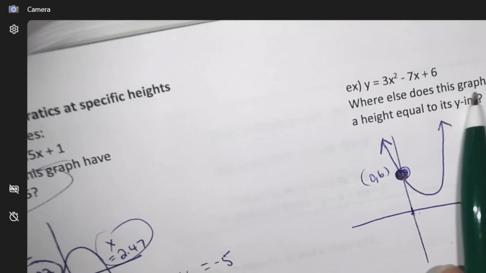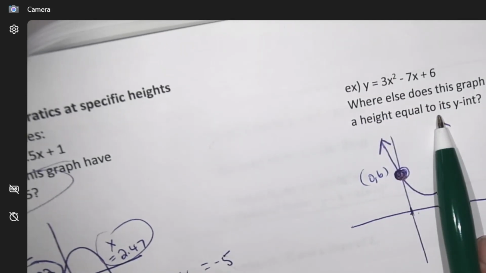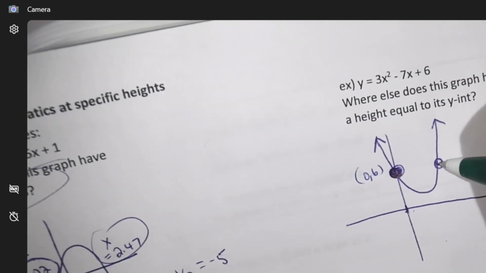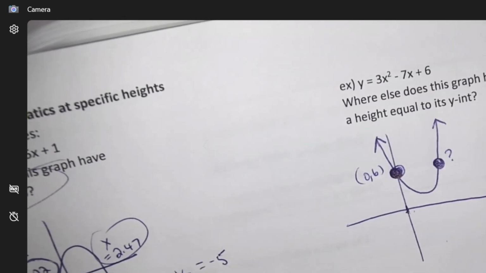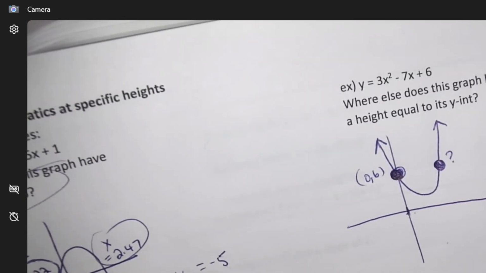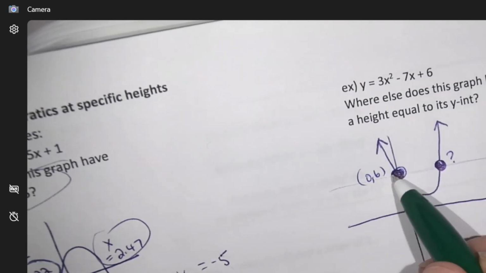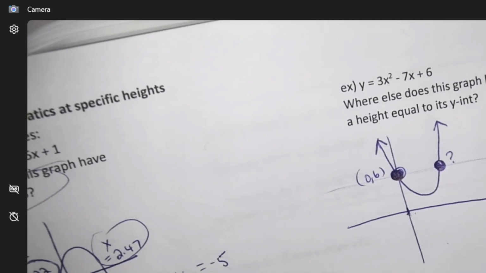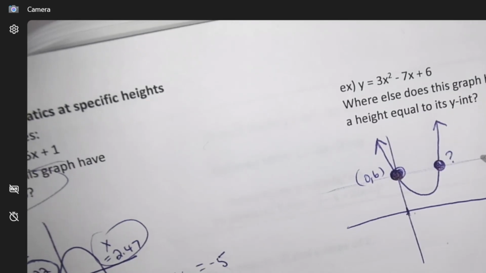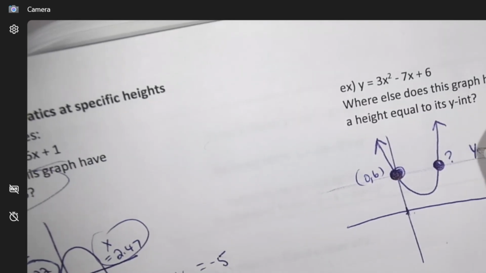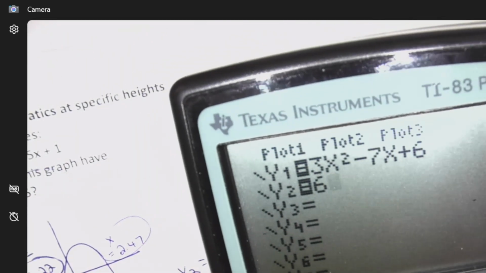So where else does this graph have that height? Visually, this coordinate over here has the same height. And what is the height? 6. The height is 6. They're flat with each other. So what am I going to do again? Y2. I'm going to put a height at 6 and see where this is all happening. So I do my Y2 equals 6.